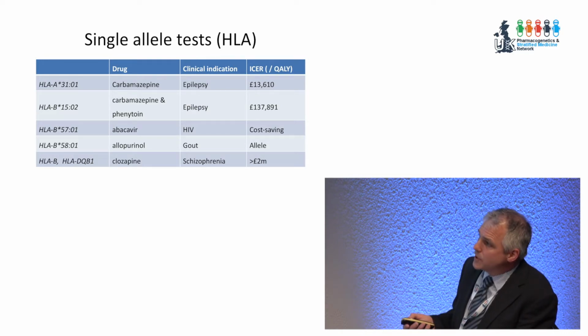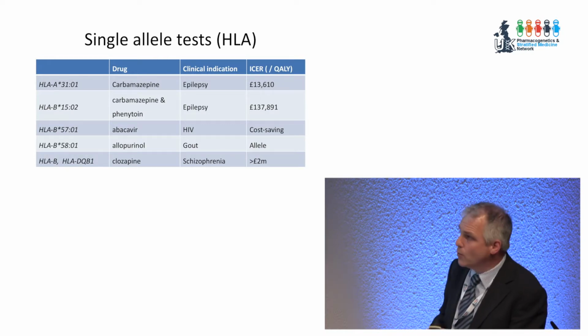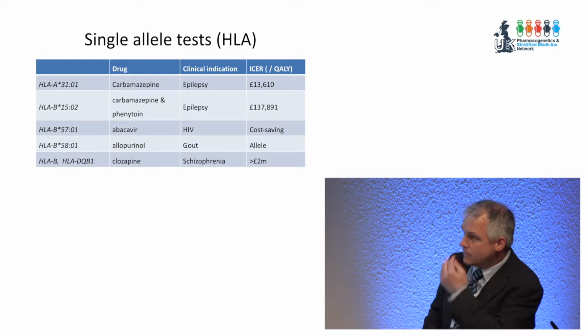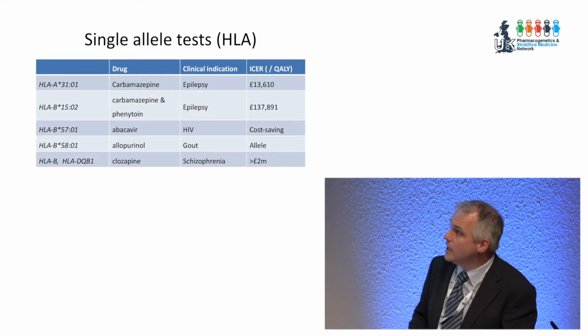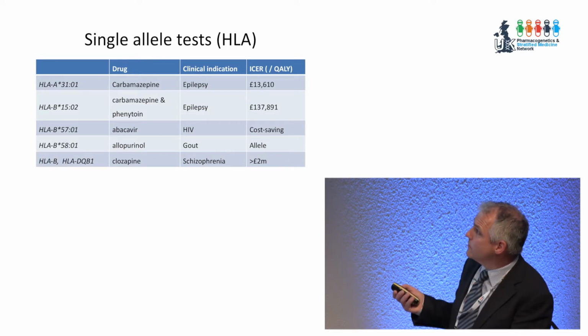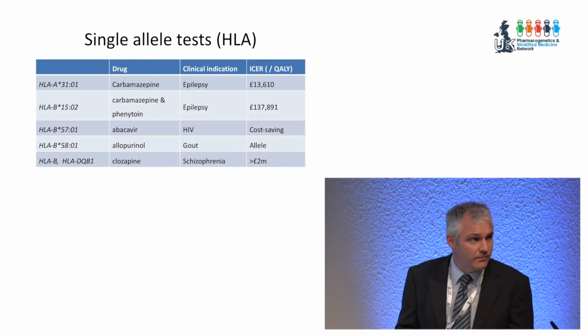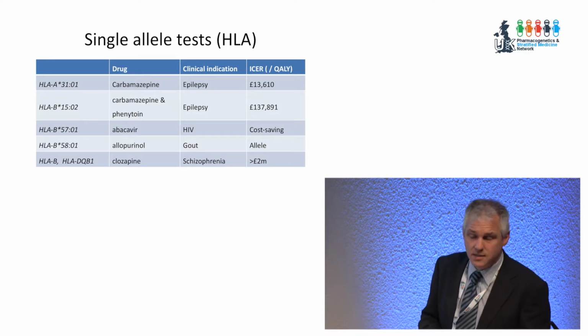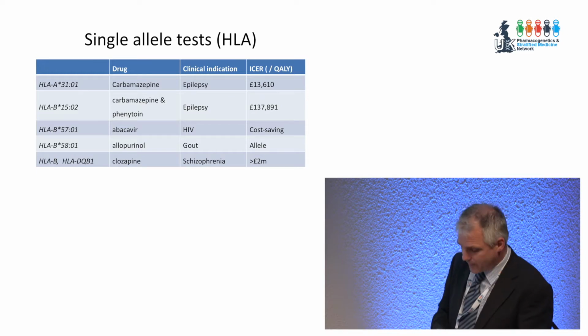Munir earlier this morning talked about the case study of abacavir for HIV with HLA-B5701, and it's now routine practice to test for B5701 prior to commencing abacavir. And in actual fact, this is an example of testing being cost-saving. It's less costs and greater benefits overall by testing versus not testing.